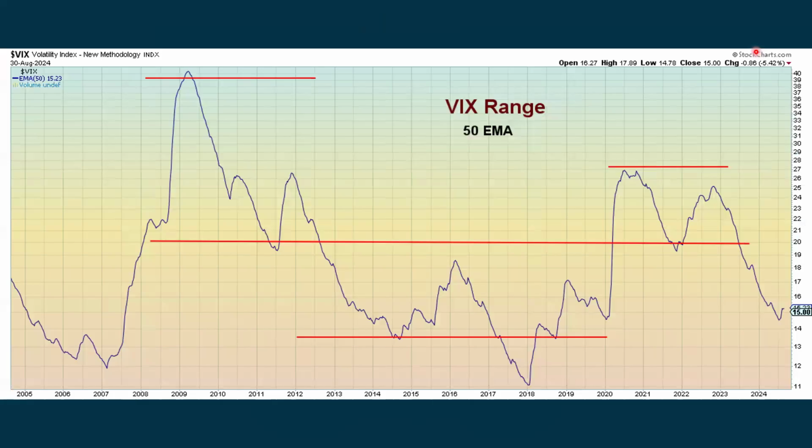Okay, the first chart that we look at, this is for information. We want to keep an eye on the VIX. The VIX is the fear gauge. When the VIX is going up, stocks are usually going down. When the VIX is going down, stocks are usually going up.